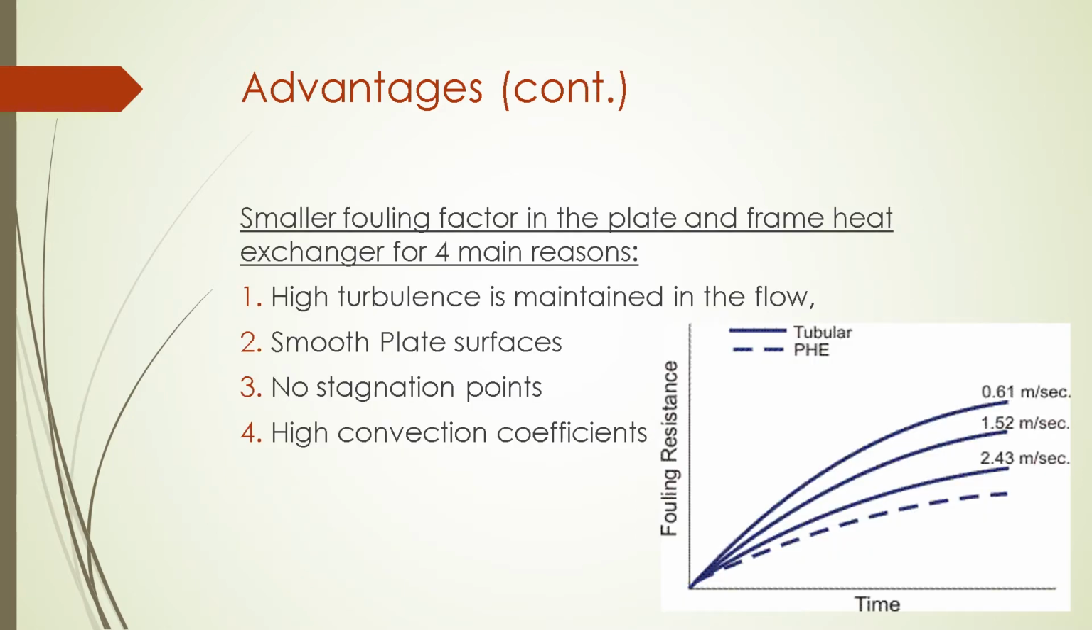The most important advantage of the plate and frame heat exchanger is it has a smaller fouling factor in comparison towards the other heat exchangers, and this is because it has high turbulence that's maintained in the flow, it has smooth plate surfaces, no stagnation points, and high convection coefficients.